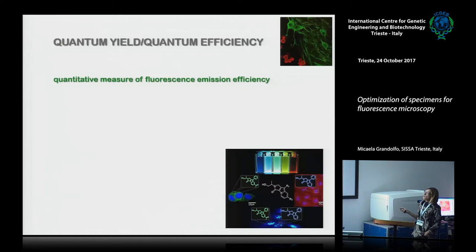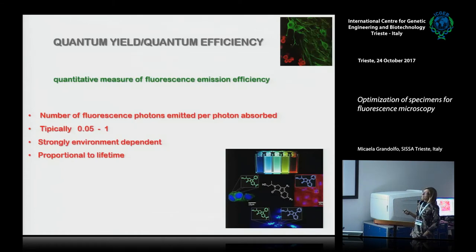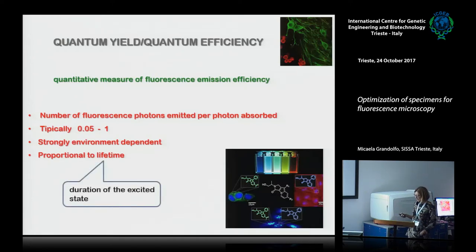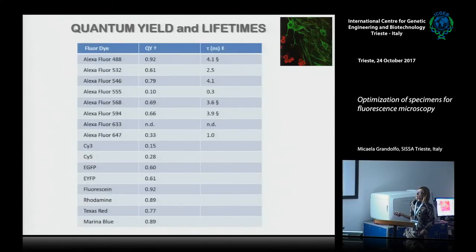Okay, and now let's move to the quantum yield, or quantum efficiency. It is just a quantitative measure of fluorescence emission efficiency. It corresponds to the number of photons emitted per photon absorbed, and typically ranges between 0.05 and 1. It is strongly environment dependent, and it is proportional to lifetime. I mean, a fluorophore with a good quantum efficiency will have also a longer lifetime. And now I would like to show you this table.